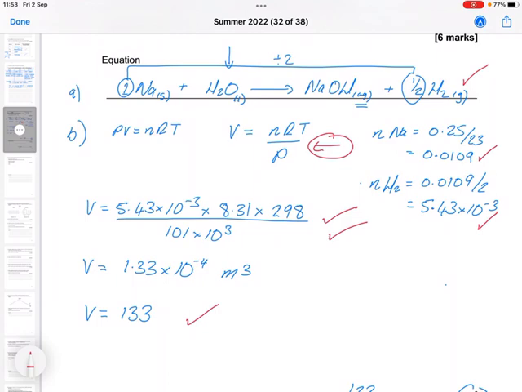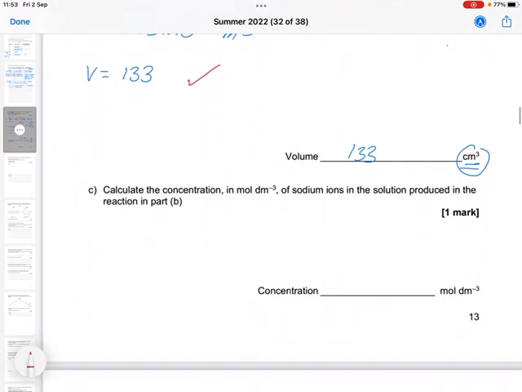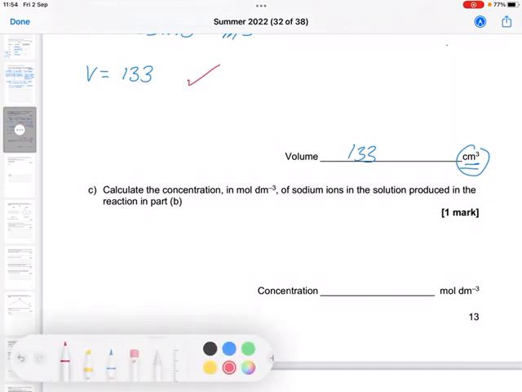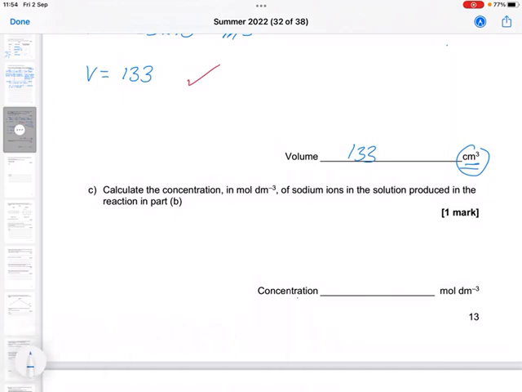So let's move on. Part B: calculate the concentration in moles per decimeter cubed of the sodium ions produced in the reaction in part B. Okay, so the sodium ions are coming from the dissolved sodium hydroxide. What happens with these ions is they dissociate in solution to give aqueous sodium ions and aqueous hydroxide ions. So if I know how many moles I have here, that's how many moles I have there, which then allows me to work out the concentration.